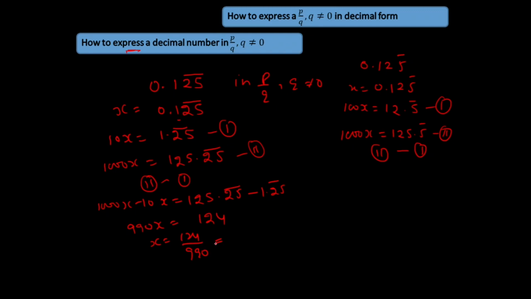This must be simplified, okay? Don't leave this as your answer. So 62 divided by 495. Further this will go by nothing, I guess. So leave it as it is. What was x? The given question. 0.125 bar is equal to nothing but 62 divided by 495.